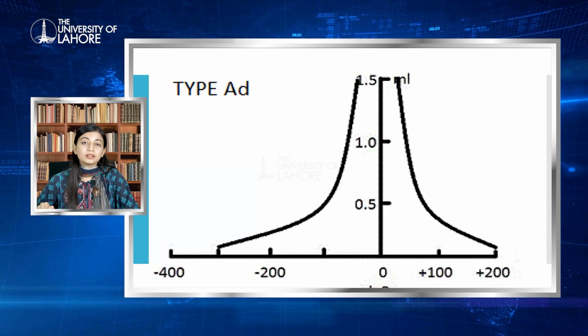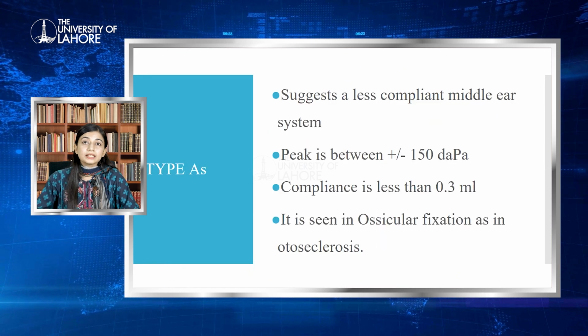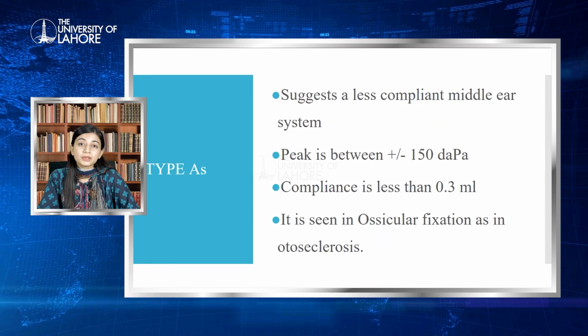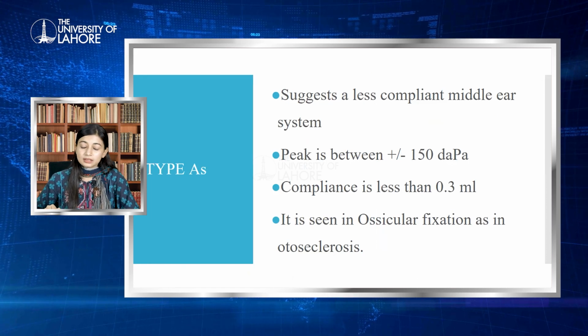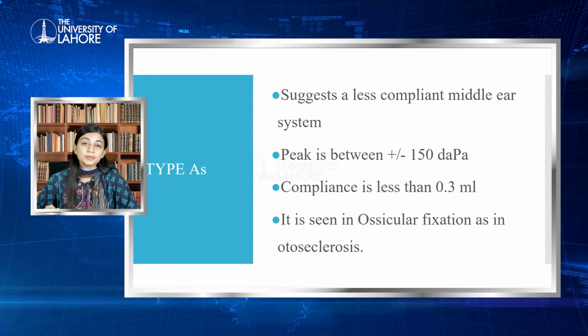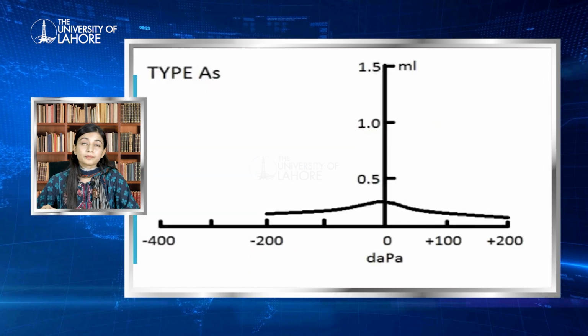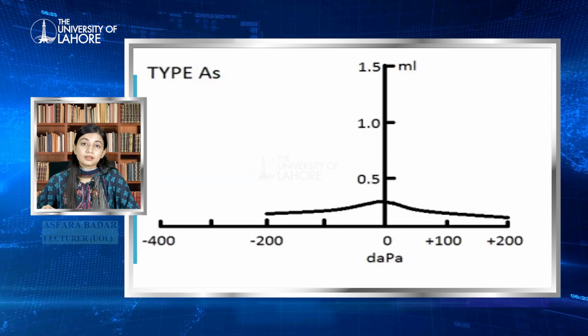You can see type AD in ossicular discontinuity. Type AS has a peak pressure of plus 50 decapascal, but its compliance is less, and it is seen in otosclerosis and ossicular stapes fixation. This is the graphical explanation of type AS.